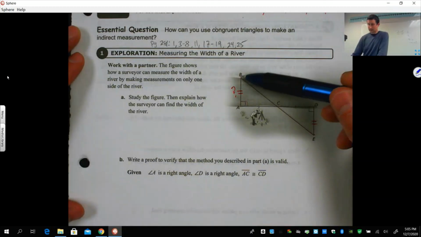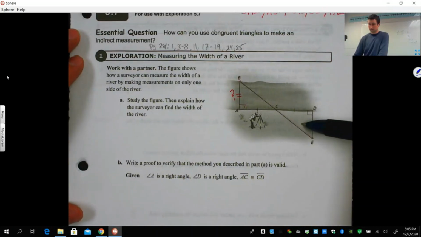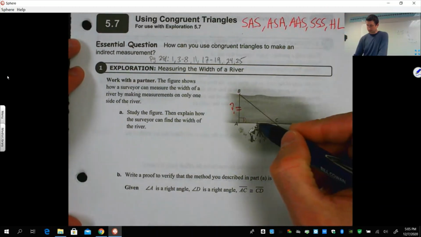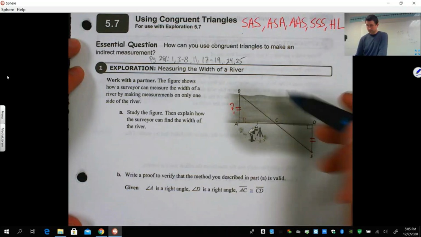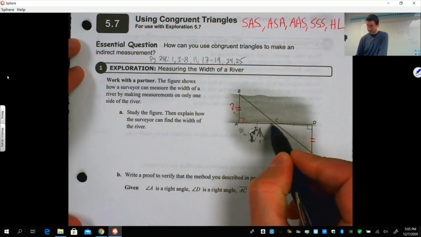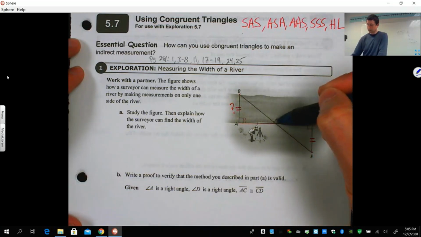So we have BA and DE. We want to know, would those be congruent? Are these congruent triangles? So let's check. We have a side. We have an angle. It's a right angle, so I check hypotenuse, leg. Well, I have a leg that's congruent. AC is congruent to DC. That's a leg. But I don't know if these hypotenuses are congruent.